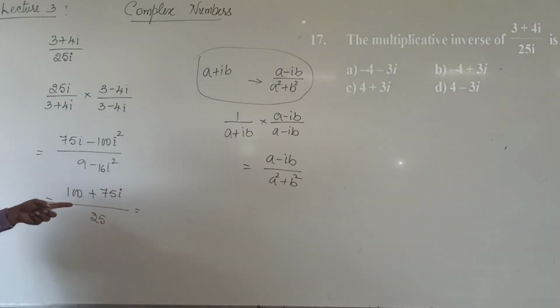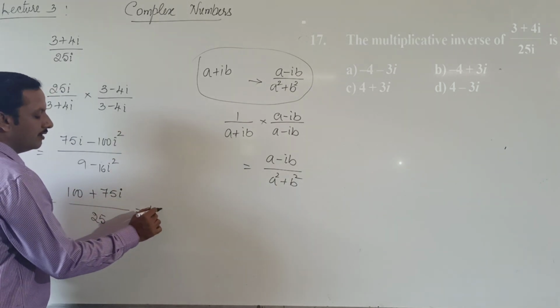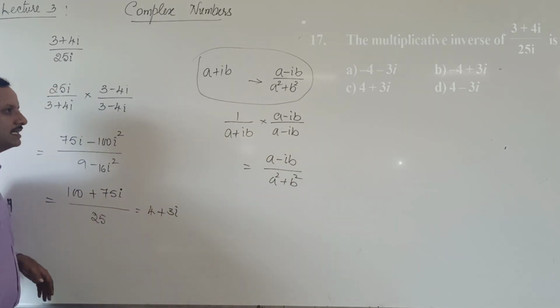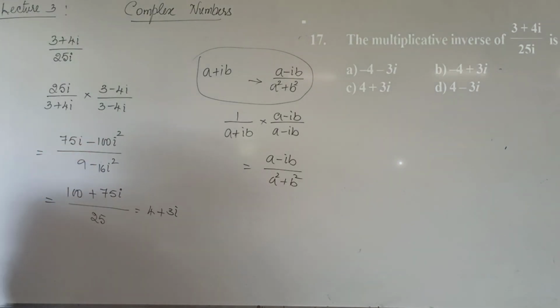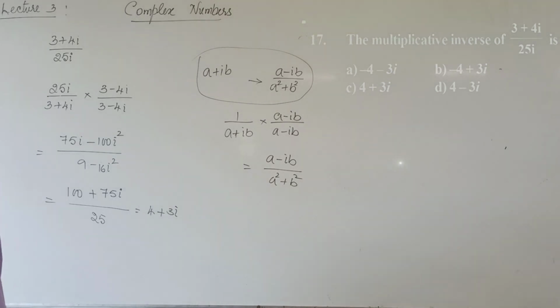Then we can split it, 100 by 25, or you take 25 as common factor. Then what is left? 4 plus 3i. 4 plus 3i. Okay.